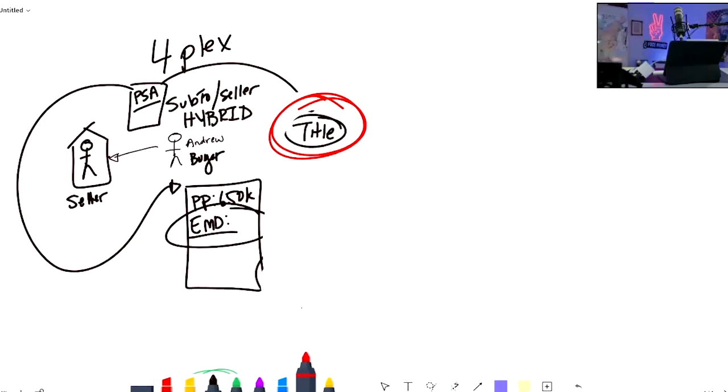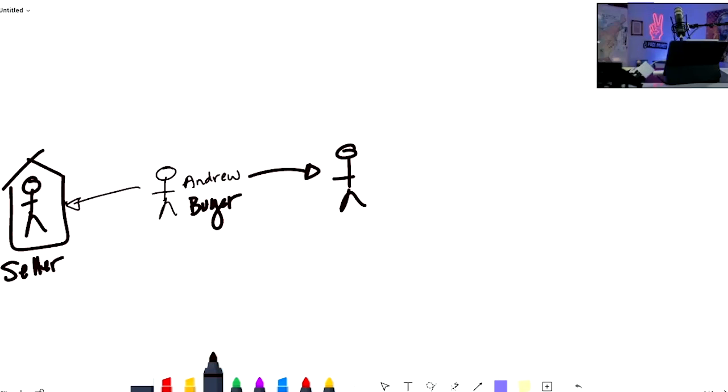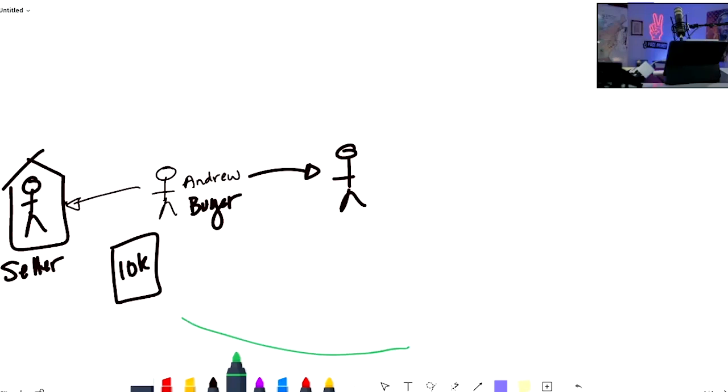Okay, so let's go faster through this. So here's what ended up happening. Andrew got it under contract. It has a $10,000 EMD. He then used a Gator. A Gator came in and funded that $10,000 EMD. What ends up happening then is Andrew's like, I don't have a buyer.